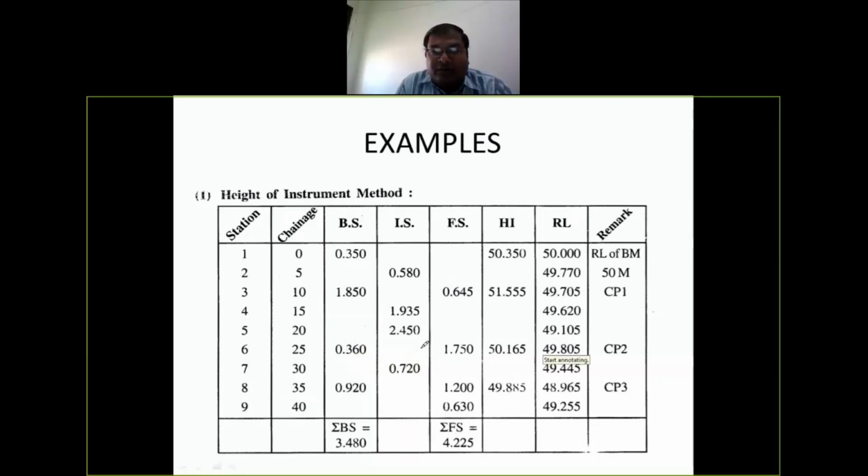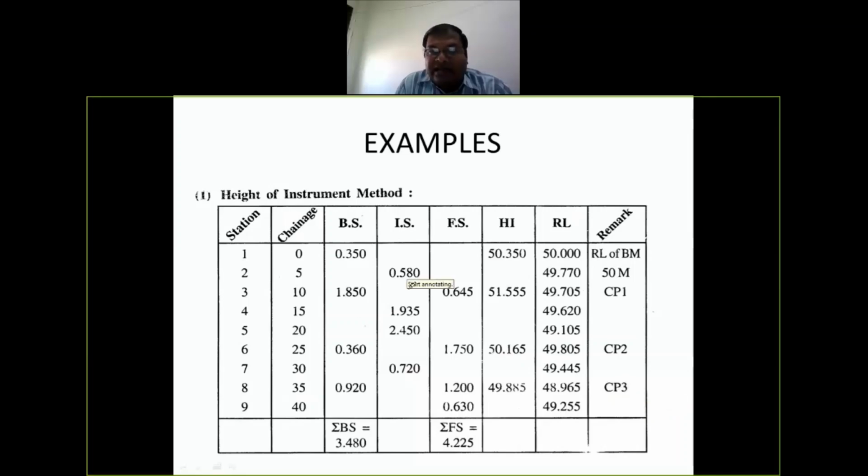Then this is your 9th. Please mention your CP2. Then the 9th reading will be IS, the 10th reading will be foresight, and immediately the 11th reading will be backside. And after that, no reading is there. Only the last reading is the final one, so the final one is foresight. So you have to enter it here, and you also have to make the remark CP3 here.